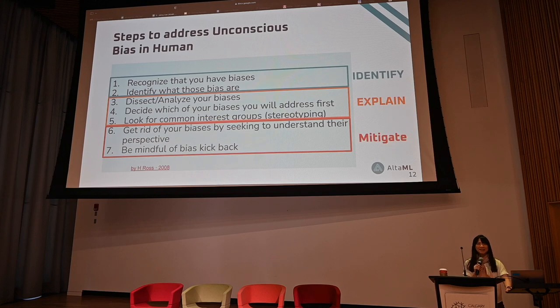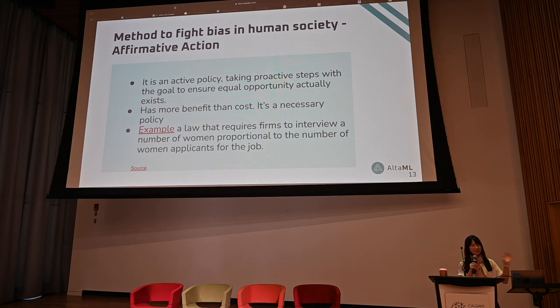Okay, I think some of you might be a bit confused, why are we talking about this? This is a human society, we are here at a data conference, right? Anyways, in human society, we proactively address the issue by using techniques such as affirmative action. Affirmative action is not about preferring a certain gender or race just because, oh, women are better or men are better. It's more about proactively trying to close the gap between the privileged group and the underprivileged group.